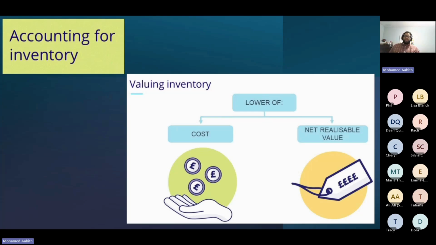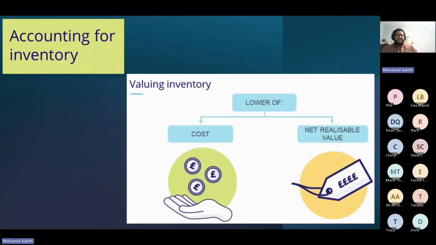So you may ask me, what is the meaning of that? You may ask that straight away. What is the cost and what is the net realizable value? When you buy something, you're paying for it. That is the cost. There are no ifs and buts there. Why? Because you already paid. That is evidence. You have a receipt or an invoice to prove that is what you paid for.